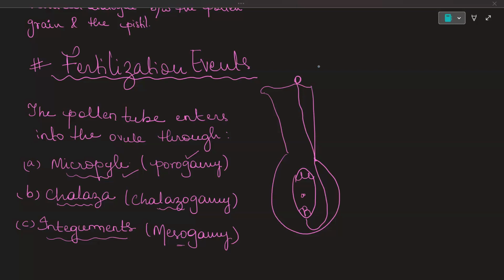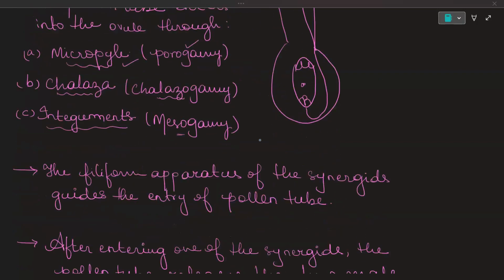Okay, so two cell stage, and do you remember what are the two cells of the pollen grain? See, vegetative cell and generative cell are the two parts. Now, what happens after the pollination is done?